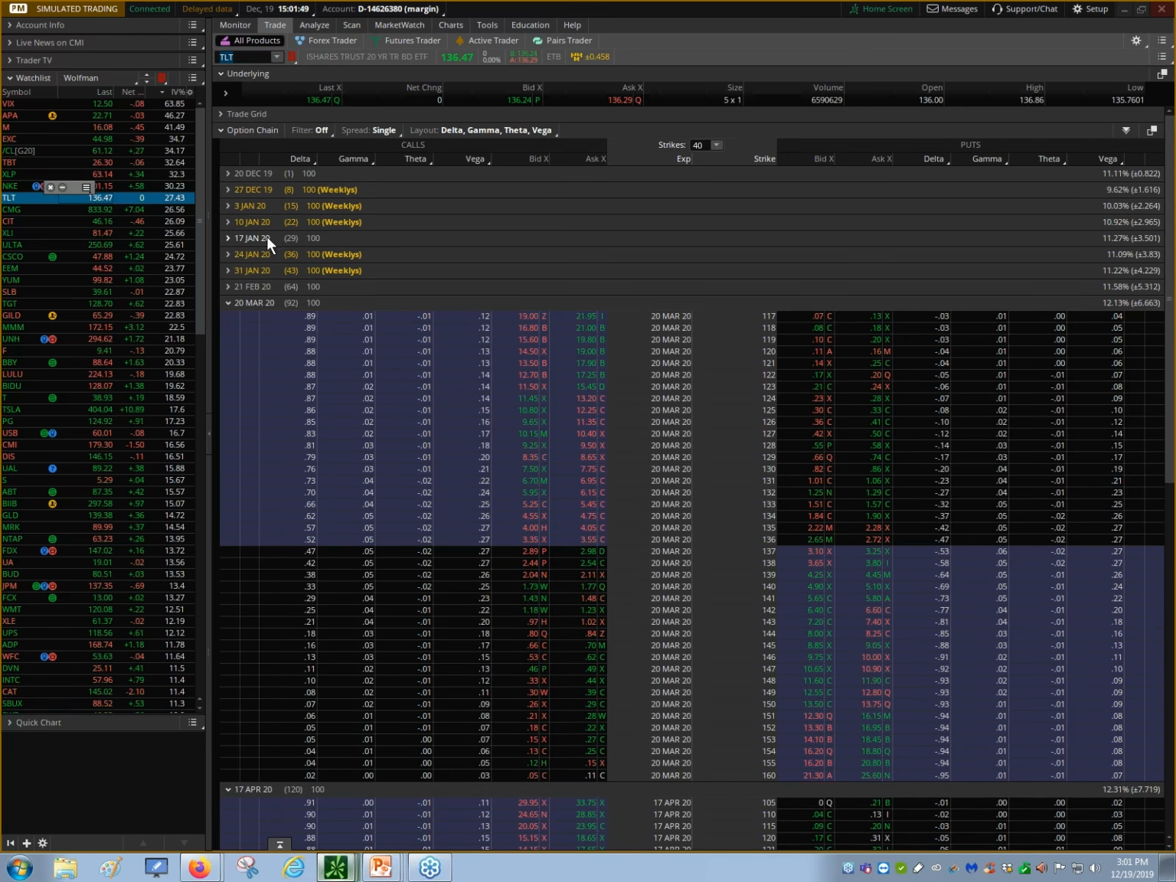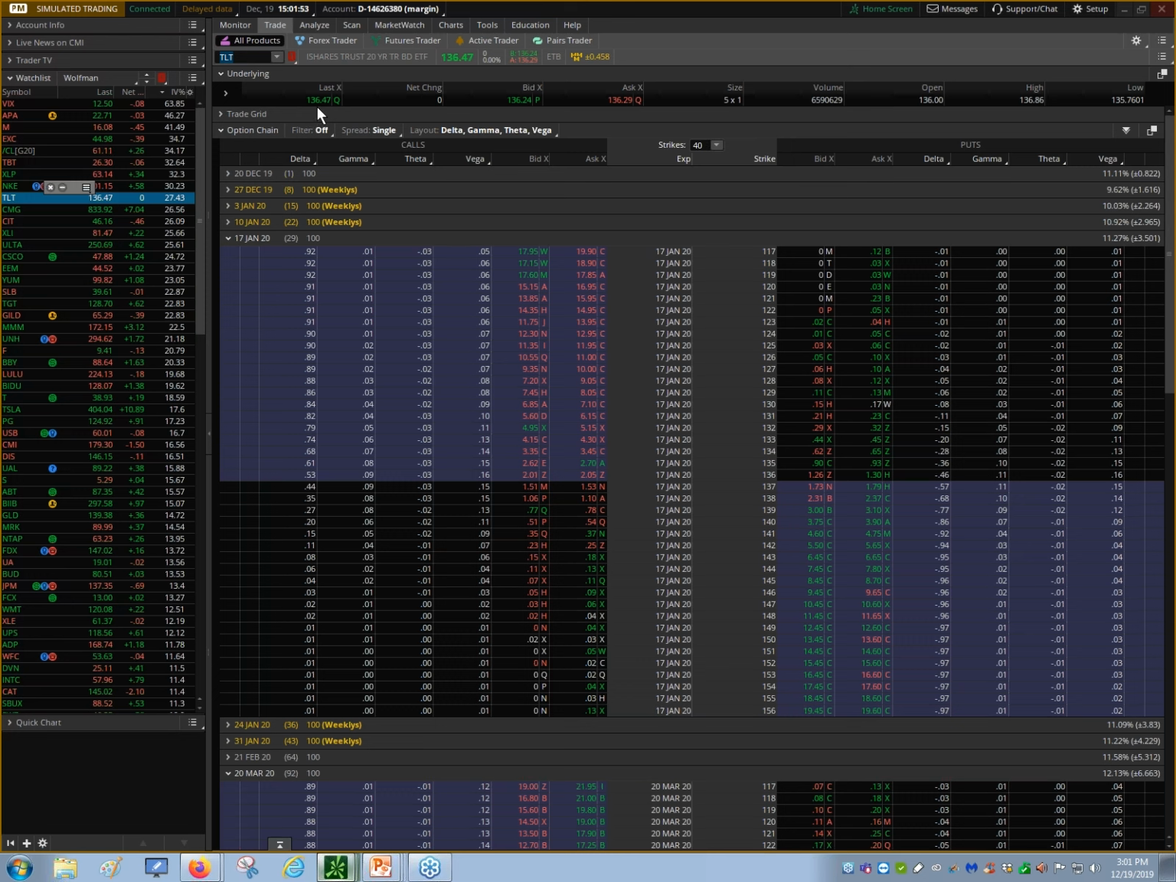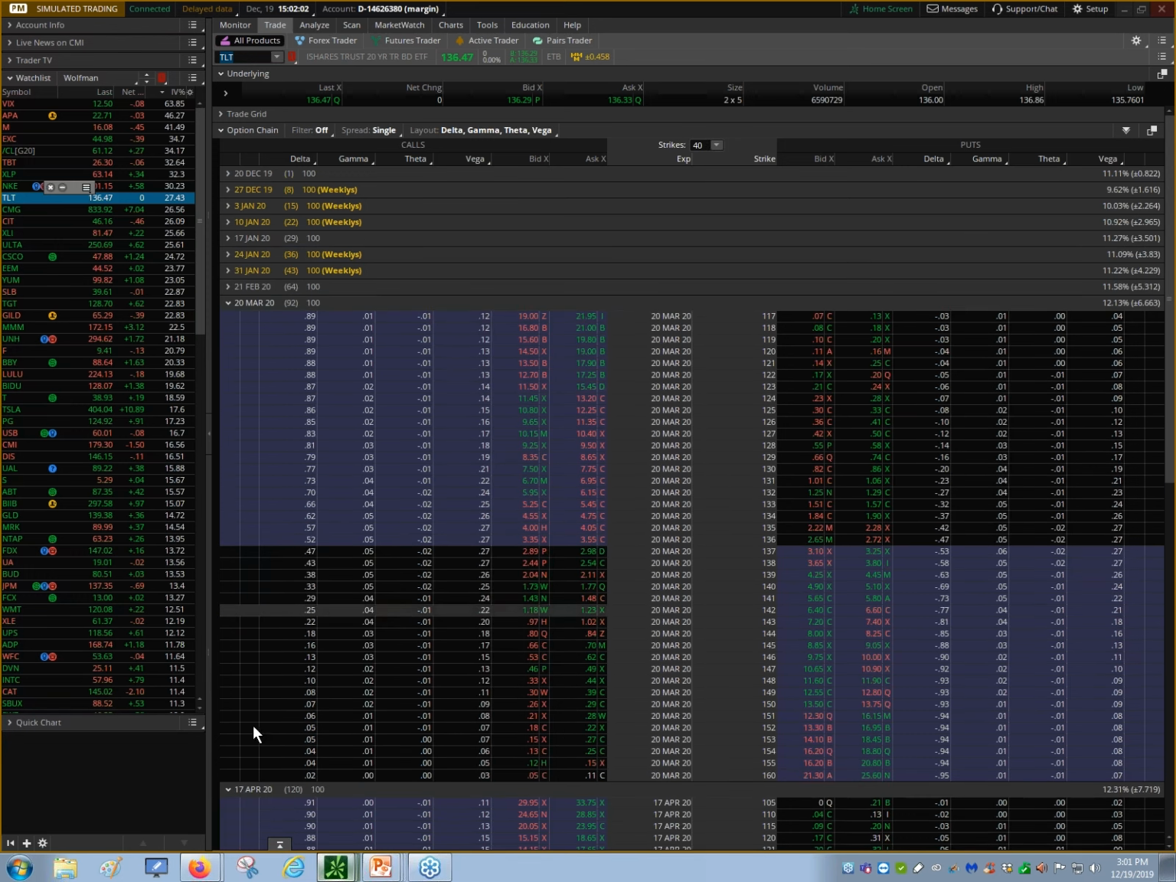Now TLT, $136 contract, move the decimal three places to the left, 13 cents. You can see that fits the rule, 29 days to expiration. I'm going to be looking at the March contract. I want to get as close to 50 deltas as I can, and I'm going to be looking at this contract right here, and hopefully I'm going to be able to get a credit for it.